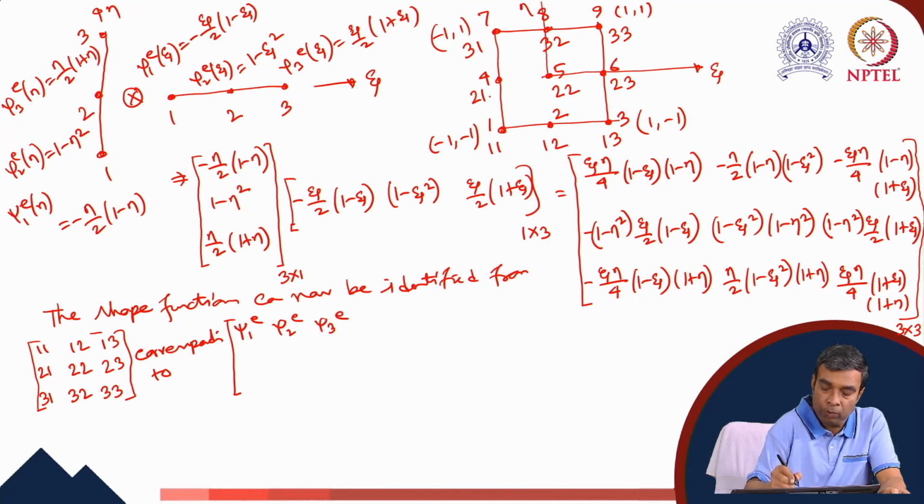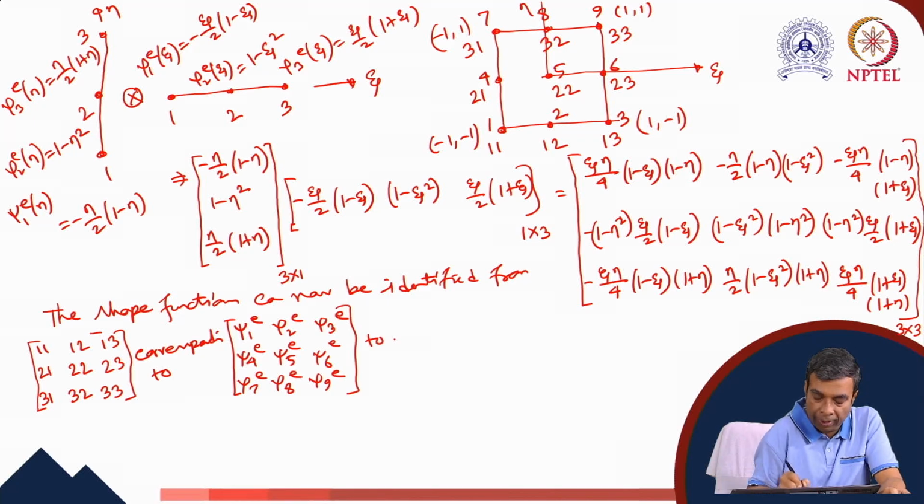Next we are having 2, 1. 2, 1 is giving the correspondence with local node 4. It is giving us psi 4e. 2, 2, it is corresponding to local node 5. So this gives us psi 5e. Next we get psi 6e for 2, 3. And finally for 3, 1, 3, 2 and 3, 3 we get psi 7e, psi 8e and psi 9e in the xi eta plane.